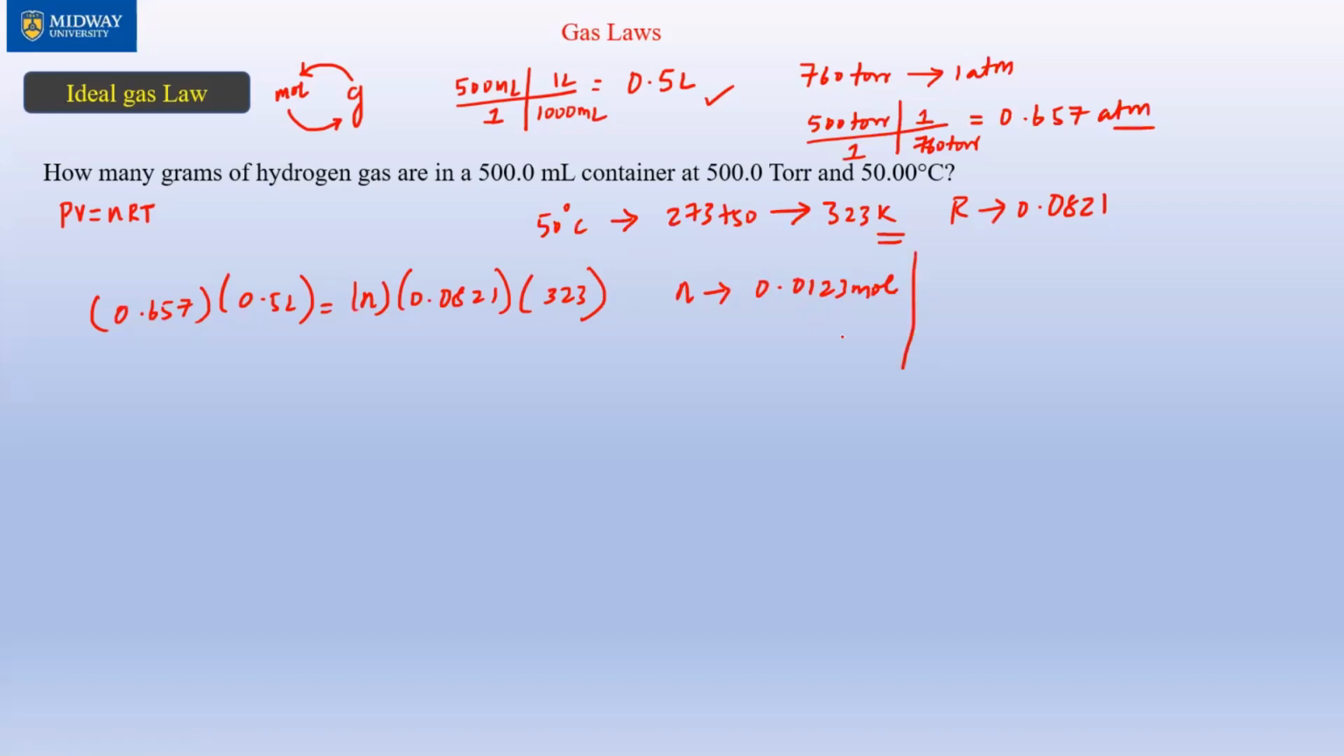Well, we basically take this answer. Remember I said that to get grams, we must first get moles and then work our way back to grams. So all we need to do is use the molar mass of hydrogen, which is roughly 2 grams over 1 mole. Again, I'm rounding, so I'm getting 0.0247 grams.